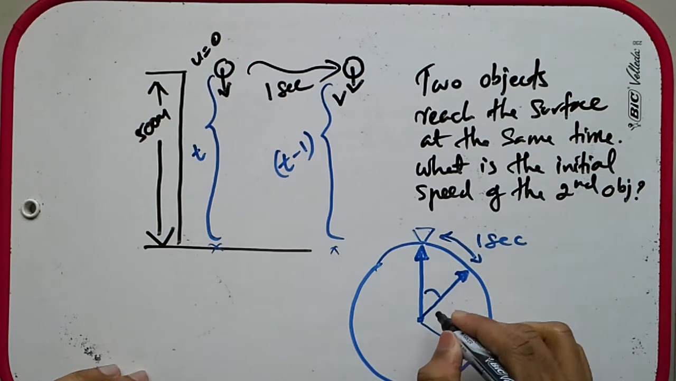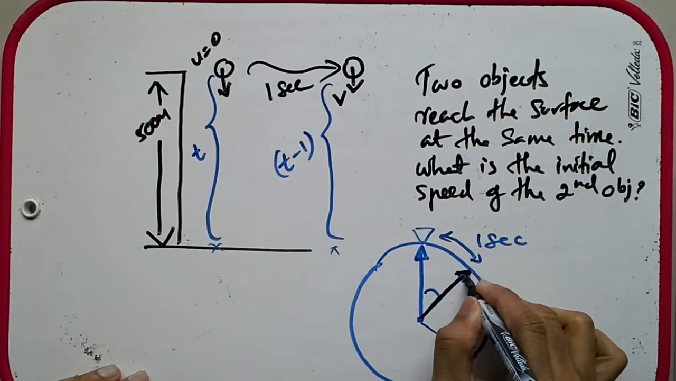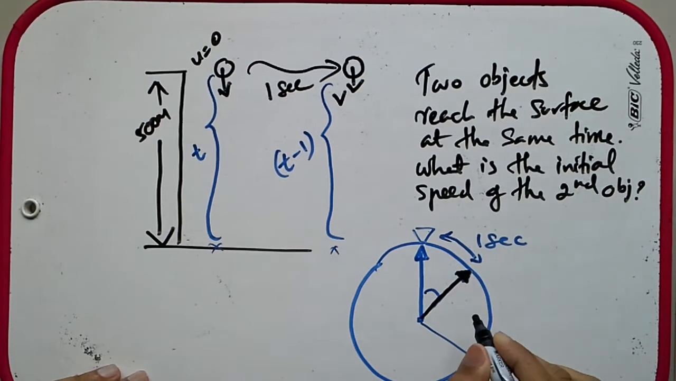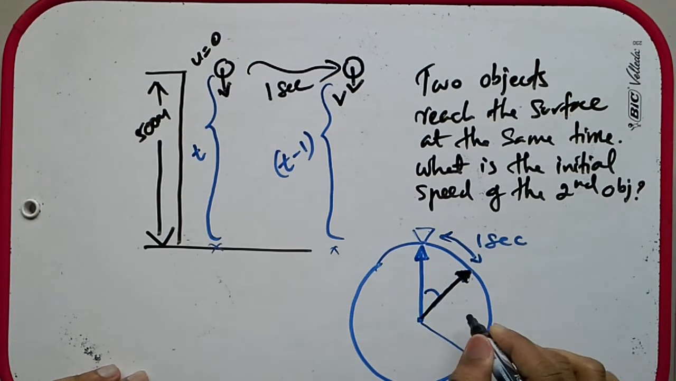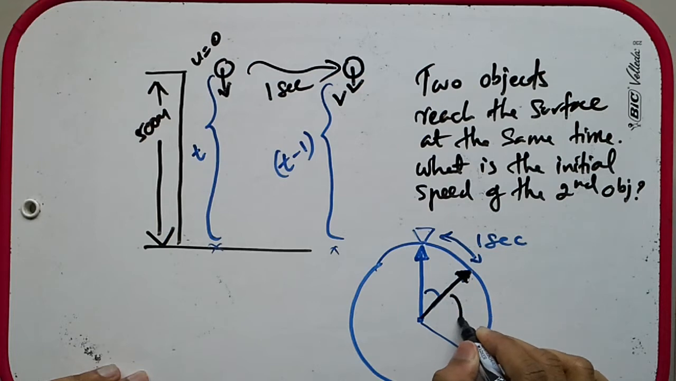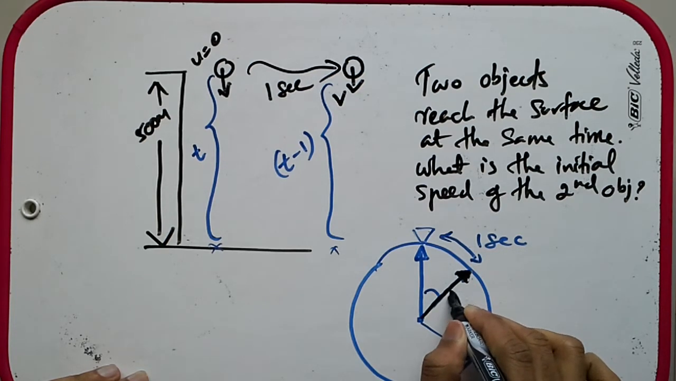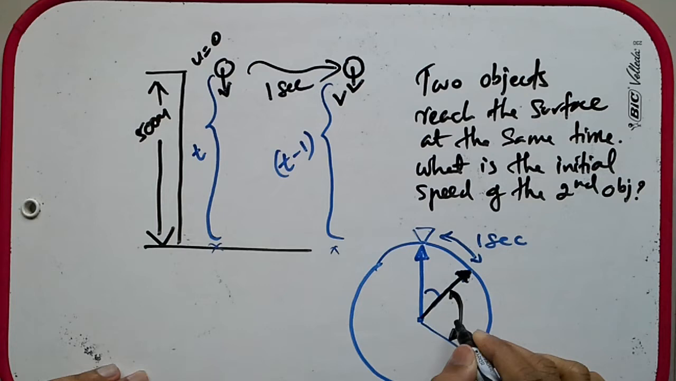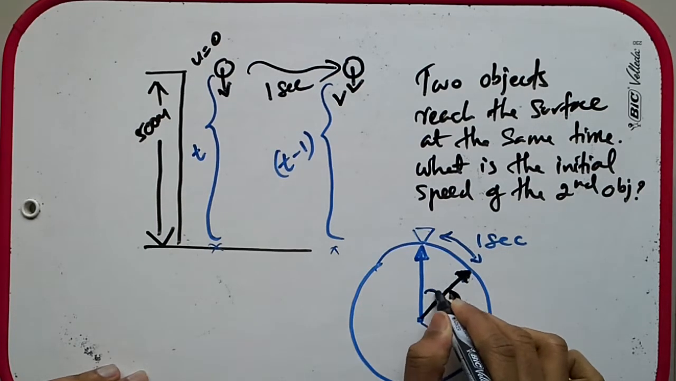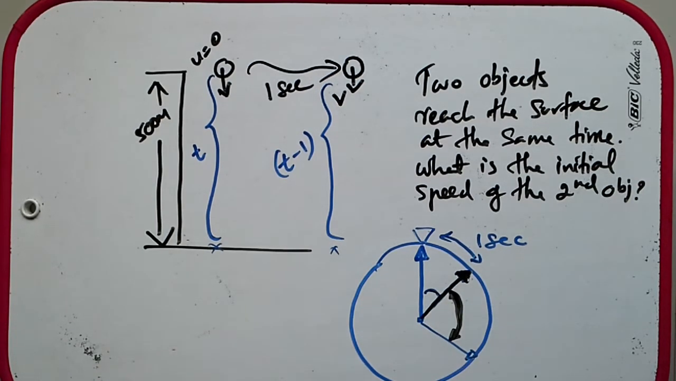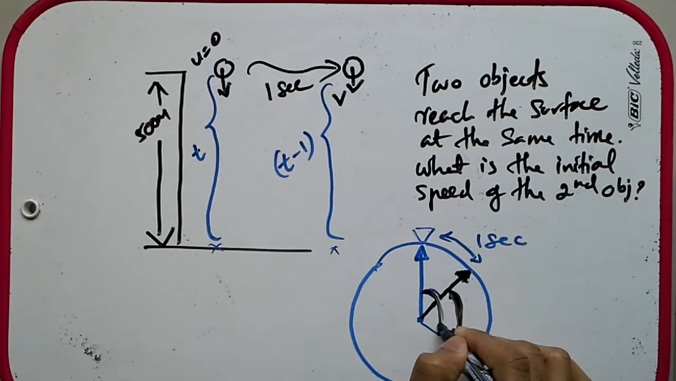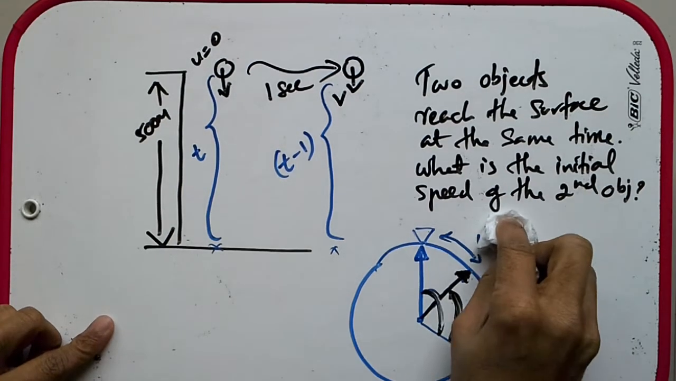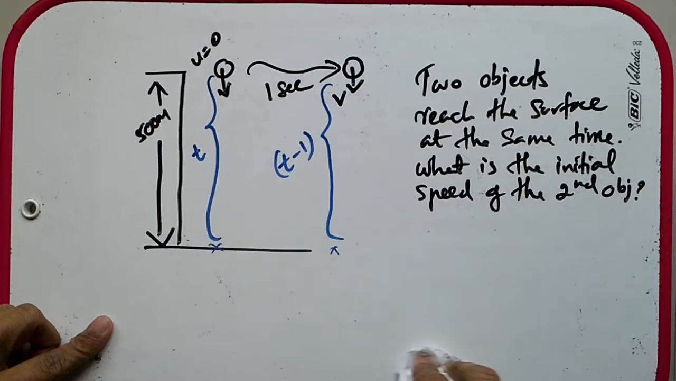So you started to throw the second object from here. When these two objects reach the ground, you see the second object took this much time, but the first object took this plus 1 seconds. So that's why, if I take this total as t, this should be t minus 1. I hope you got the idea, right? So I'm going to solve this problem.